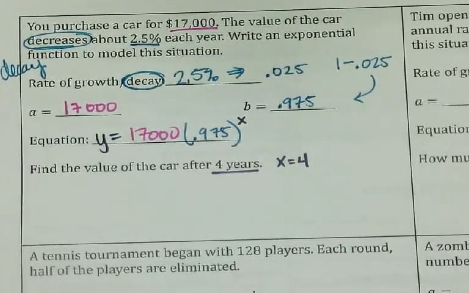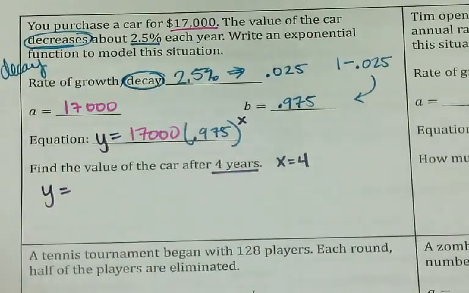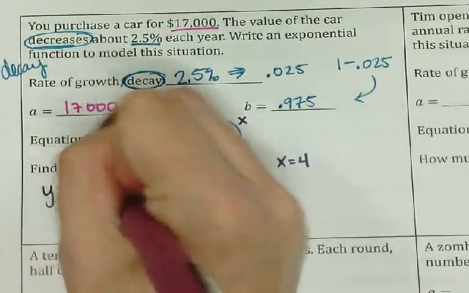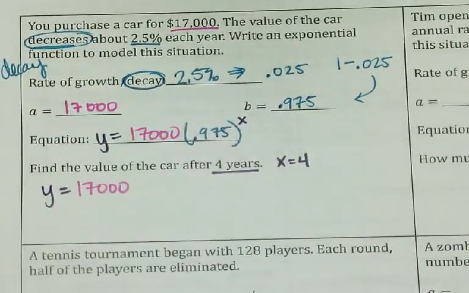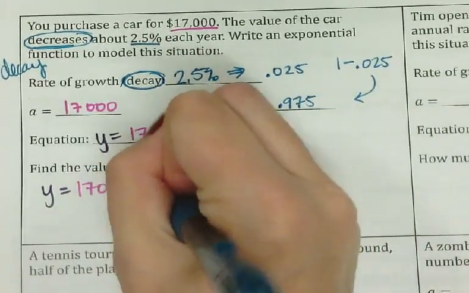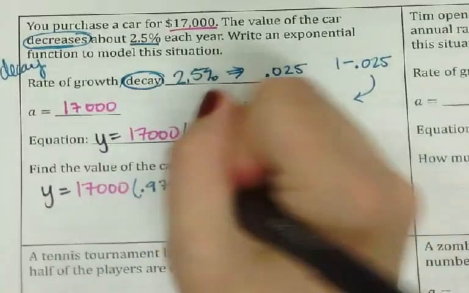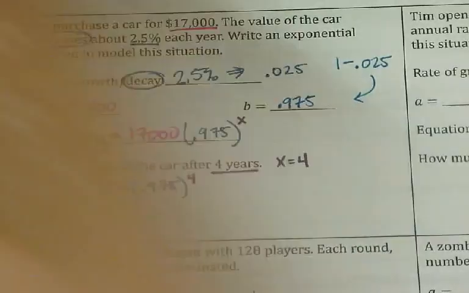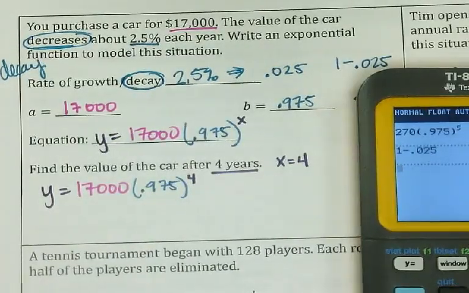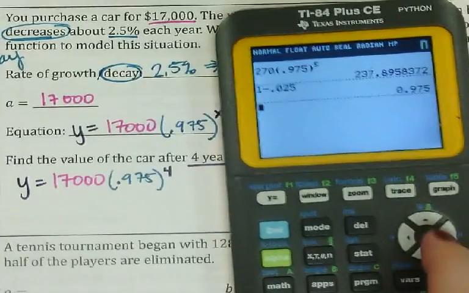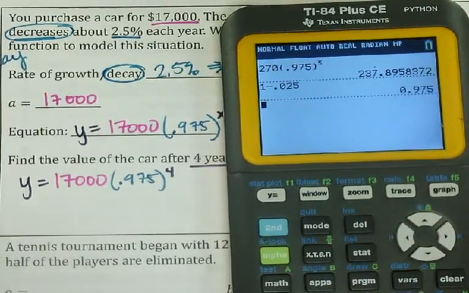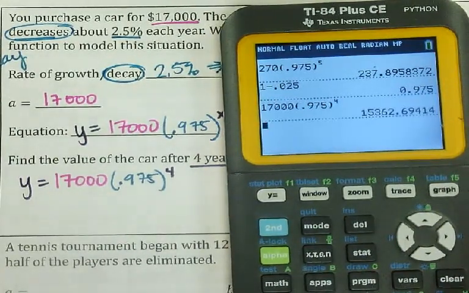So now we do the exact same equation. We say y equals 17,000 times 0.975, but we raise it to the 4th power. And so, guys, this is where you're going to need your calculator. I guess technically you could do this by hand, but it would just take a super long time. So 0.975 raised to the 4th power.